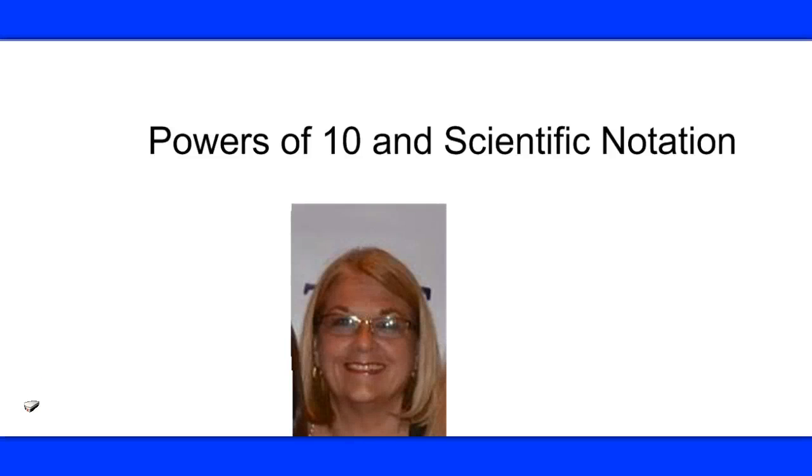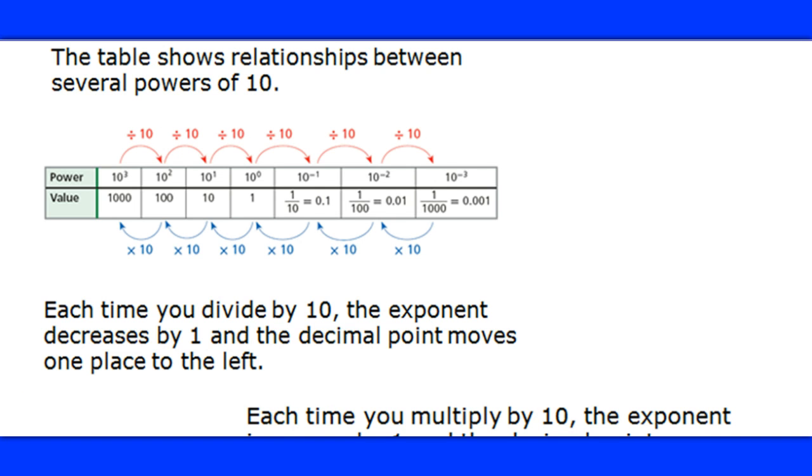Okay, we're going to do a quick lesson on powers of tens and scientific notation. Take a look at this table and you will see a pattern happening here. If I start with 10 to the third and I go to 10 to the second, I'm dividing by 10. Okay, 10 to the second to 10 to the first, again dividing by 10. Each time you divide by 10, the exponent decreases by 1, and the decimal point moves one place to the left.